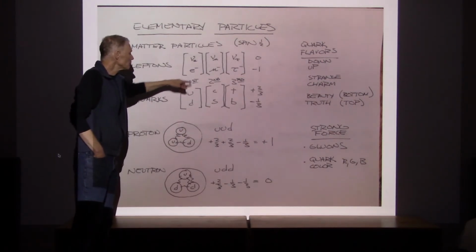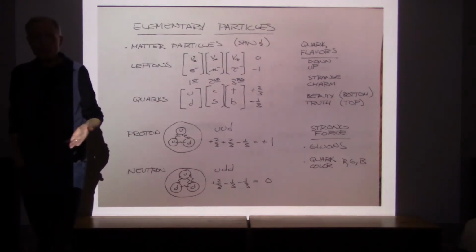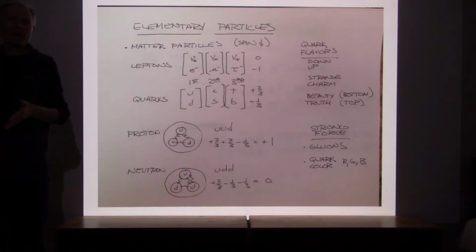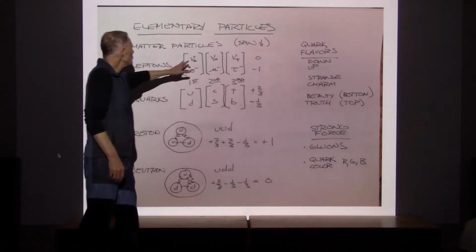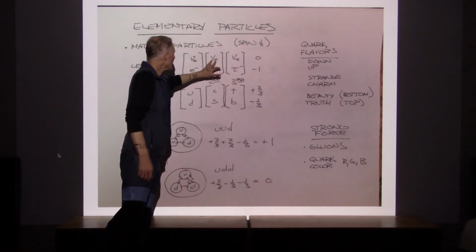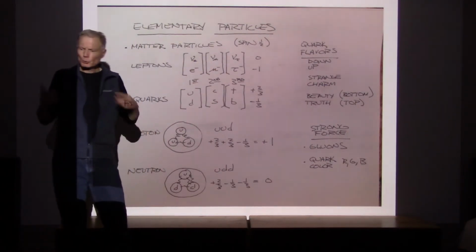Now the electron can't decay into anything else because it's already the lightest lepton, or the lightest charged lepton. So there's nothing the electron could further decay into. It's stuck. That makes it stable. And then the neutrinos are in some sense stable.